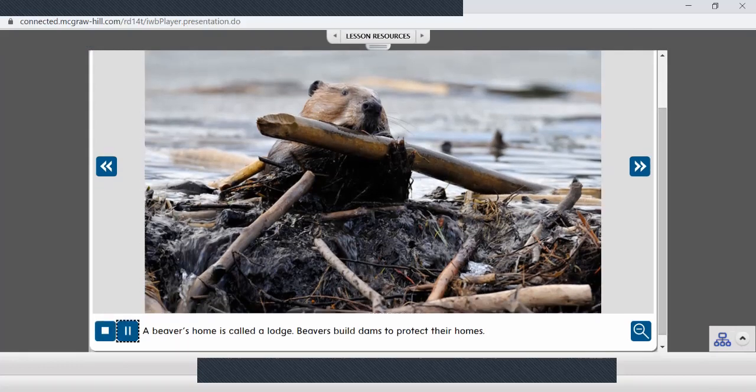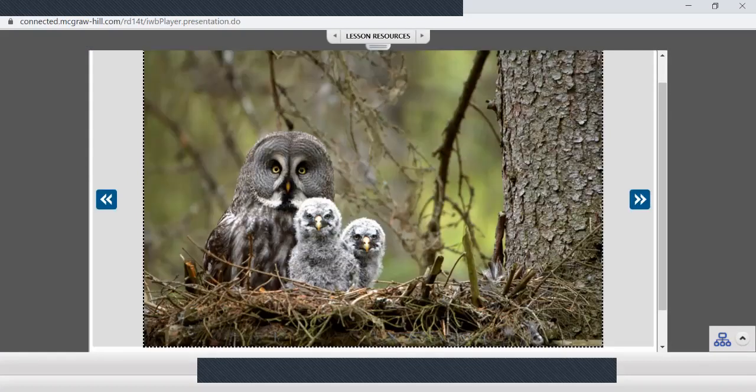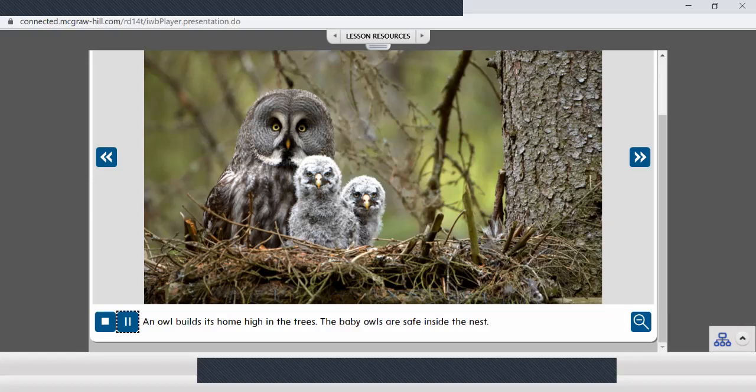A beaver's home is called a lodge. Beavers build dams to protect their homes. An owl builds its home high in the trees. The baby owls are safe inside the nest.